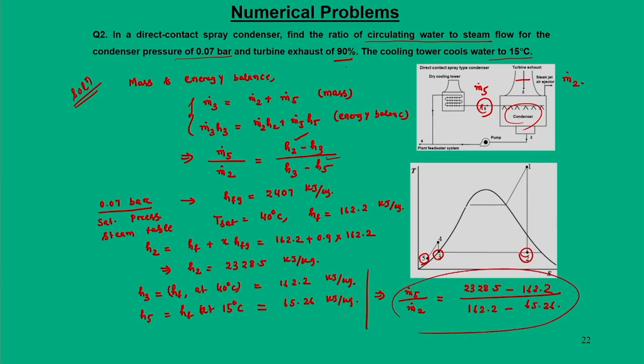So, this ratio now becomes 21.83, which means the circulating water has to be 22 times higher than the steam flow rate, which is quite high for steam power systems. So, this gives you the important concepts and numerical problems based on this lecture today.